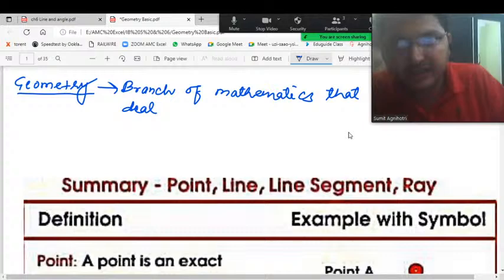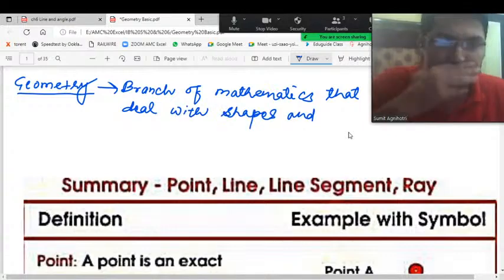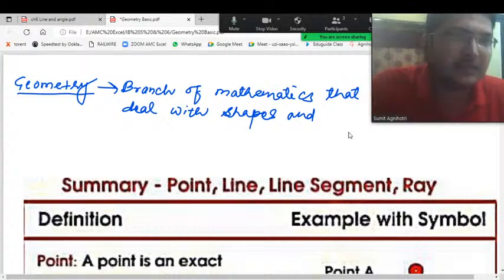We are going to deal with point, line segment, ray. We are going to deal with angles, different types of angles, triangles. Then we will deal with other two-dimensional geometry like circle, quadrilateral, parallelogram, different types of quadrilateral, and so on. As well as we will deal with three-dimensional figures which have volume as well. That means here we are going to deal with two things: two-dimensional figures as well as three-dimensional figures.